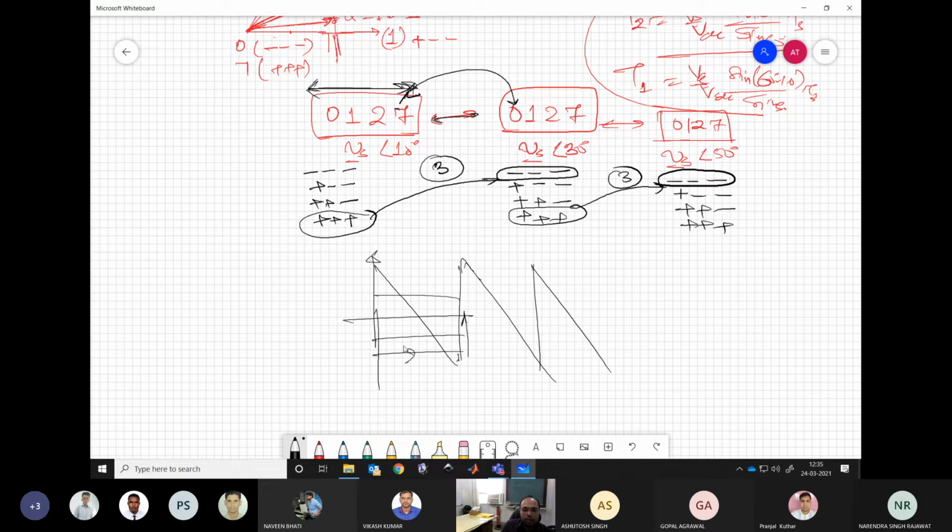Let's say it is plus plus plus, then it will become minus minus minus suddenly here, or if it is minus minus minus, it will suddenly become plus plus plus. So similar to ramp, this situation we will have. So this cannot be there, this is not allowed.